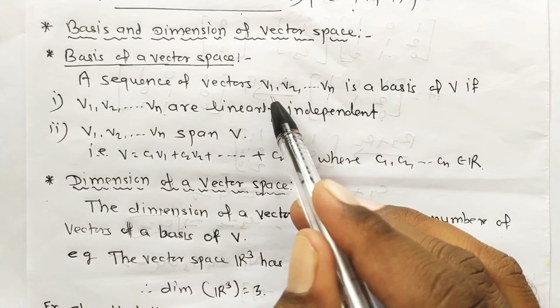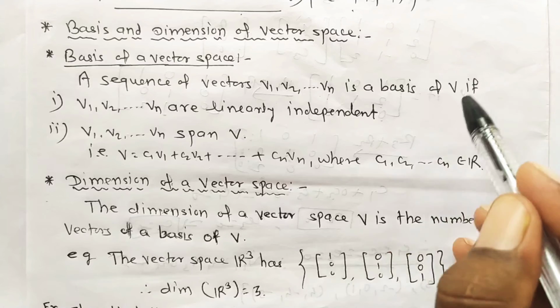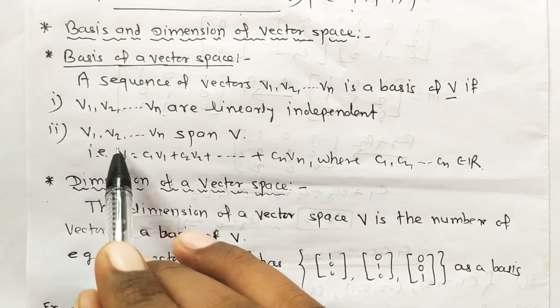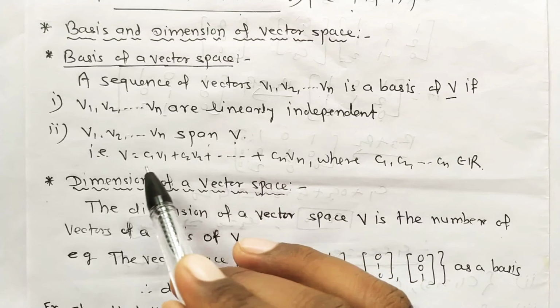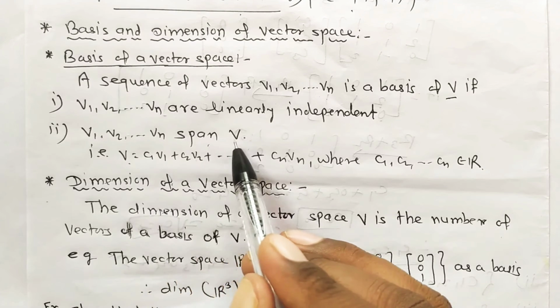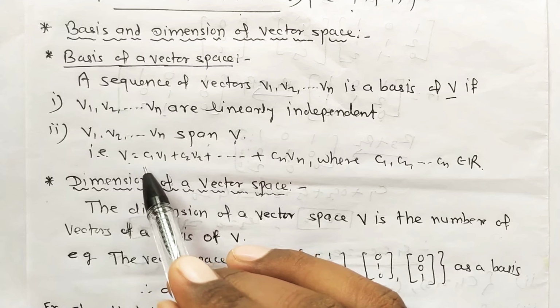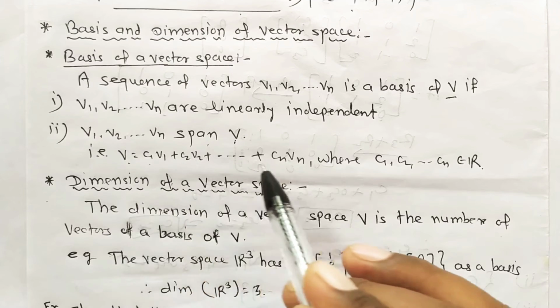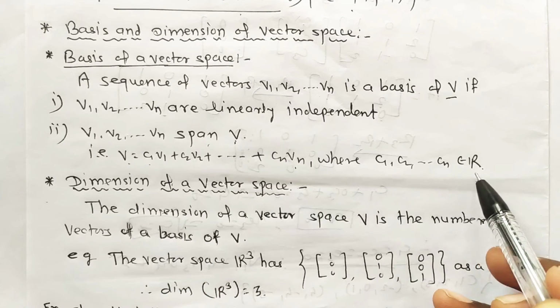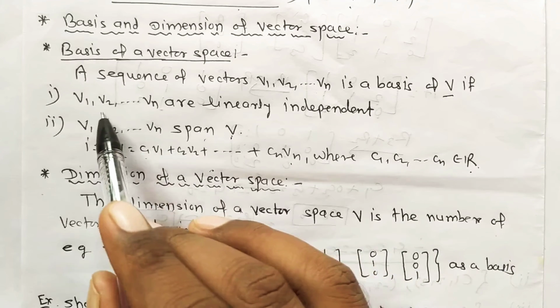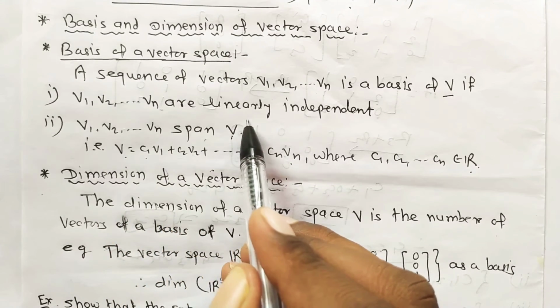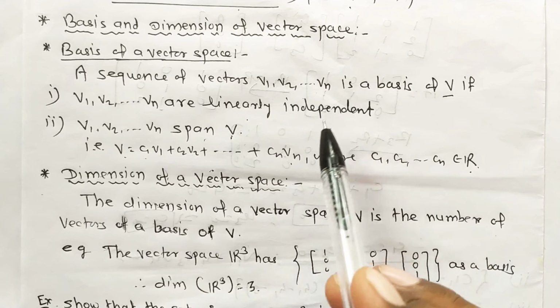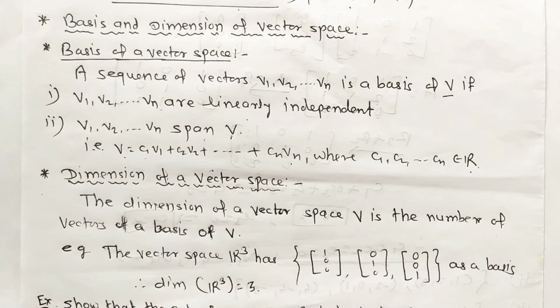We can say that v1, v2 up to vn is a basis of vector space V if v1, v2 up to vn spans V. That is, suppose v is any vector of V, and if we write that vector as a linear combination of v1, v2 up to vn, that is c1 v1 plus c2 v2 plus so on plus cn vn, where c1, c2, cn belong to R. If this condition is satisfied and v1, v2 up to vn are linearly independent, then we can say that v1, v2 up to vn is a basis of vector space V. So for a basis of vector space V, first we have to check spanning and then linear independence.